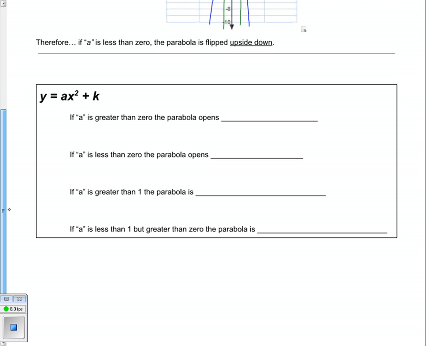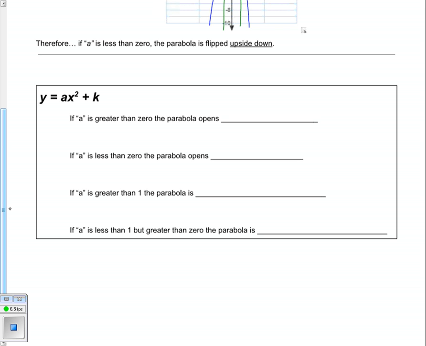So if we try and consolidate that learning together, we see that if a is a number that's greater than 0, okay, then the parabola opens up. Okay, so it opens up. And if it opens up, it means that it actually has what we call a minimum value. Okay, it has a minimum value. If the a value is less than 0, i.e. it's a negative number, then the parabola opens down. Okay, and if it opens down, then it has a maximum value. See, the vertex is at the top.